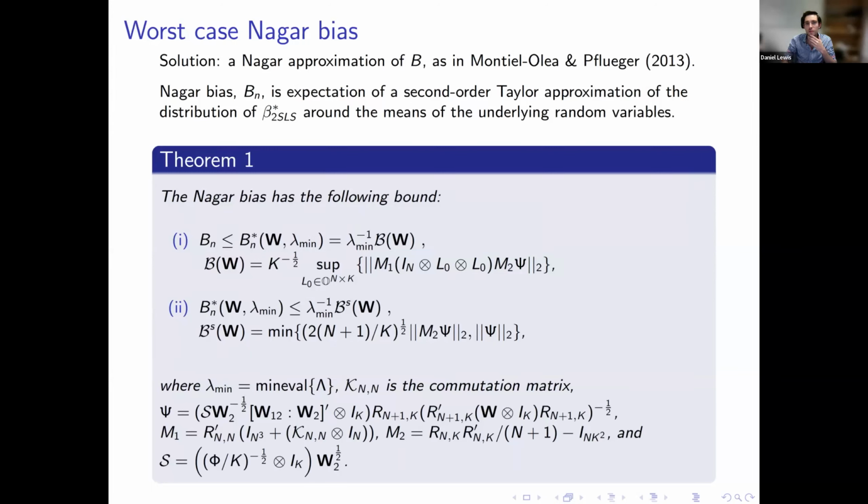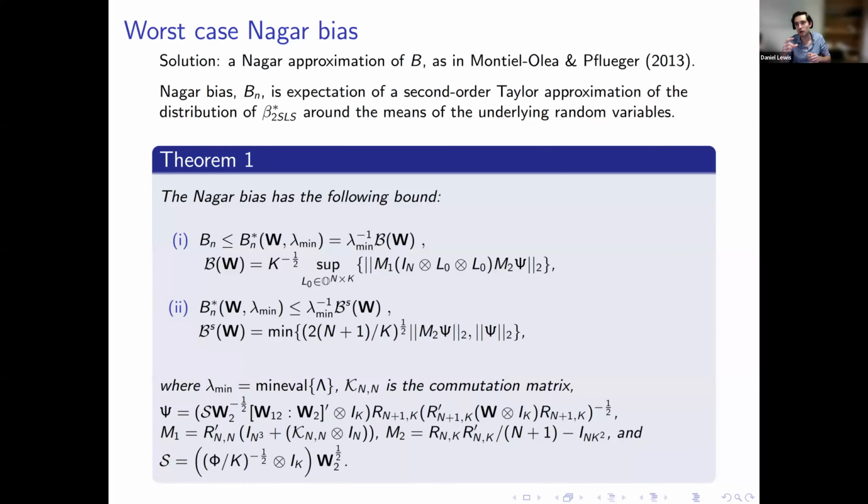What we use is going to be the Nagar approximation for the bias, which is the same technique adopted by Montiel-Olea and Pflueger. So the Nagar bias, if you denote it as B sub n, is going to be the expectation of a second order Taylor approximation to the distribution of beta star, that is, the deviation between the two-stage least squares estimator and the truth, taken around the means of the underlying random variables.